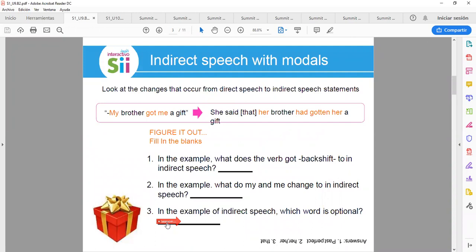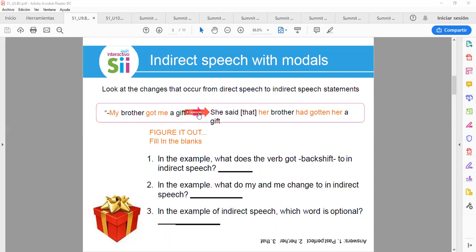Indirect speech with modals. Look at the changes that occur from direct speech to indirect speech statements. Example: "My brother got me a gift." This is direct speech. Let's go to the indirect speech. She said that her brother had gotten her a gift.